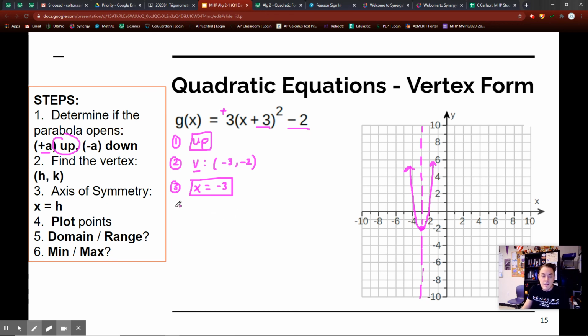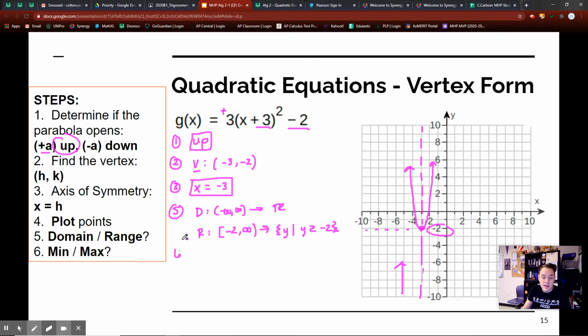Okay. 5, domain. So domain, of course, is negative infinity to positive infinity, and we can also write that as all real numbers. My range, what's my range? Bottoms up, right? So where does it start existing? What y value? It starts existing at negative 2, going all the way to positive infinity. Another way to write this is the set of all y's such that y is greater than or equal to negative 2. Okay? Awesome. That's my domain and range.